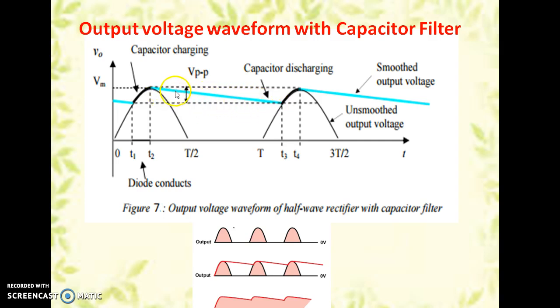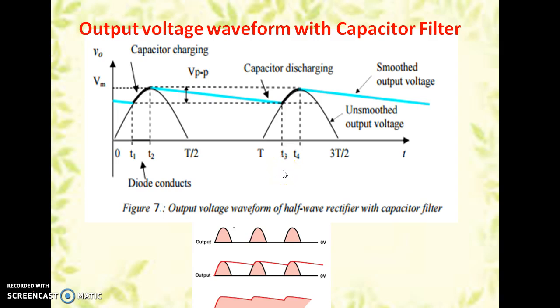When the capacitor discharges slowly and reaches a particular value, the positive half cycle comes again and it starts to charge again, and this process repeats. So using the capacitor filter, we can reduce the ripples in the output voltage. Instead of getting this and this, we are getting this, a smooth output. The ripples are still there, but we get a very low AC content.